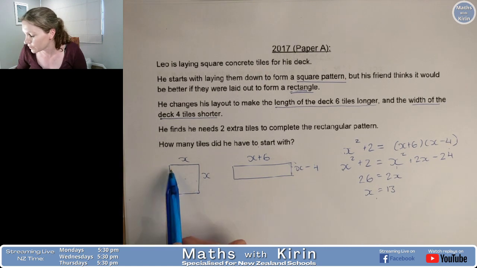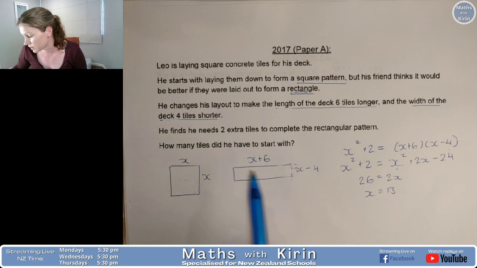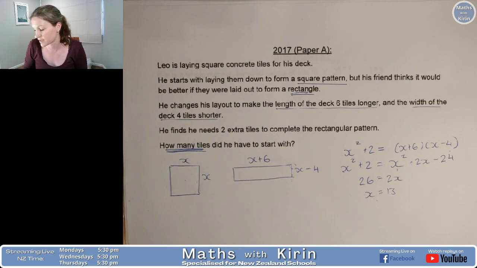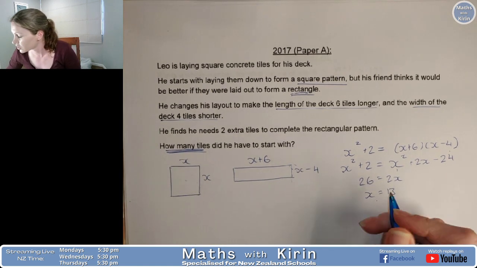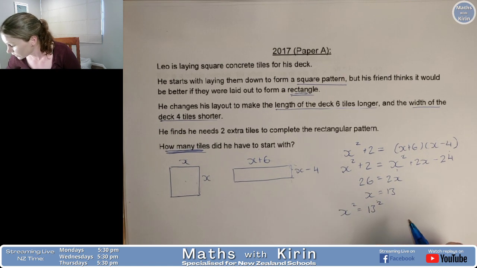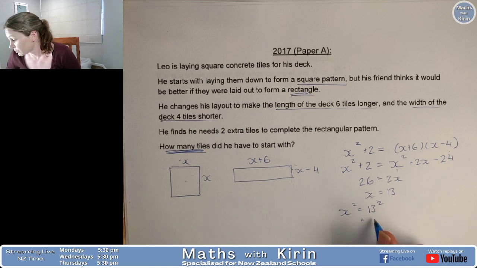So x is 13, which means the dimensions of the square are 13 by 13, and we could work out the dimensions of the rectangle. The question is asking how many tiles did he have to start with. So if this is 13 and this is 13, then the number of tiles would be x squared, which is 13 squared. So we've got 13 times 13.